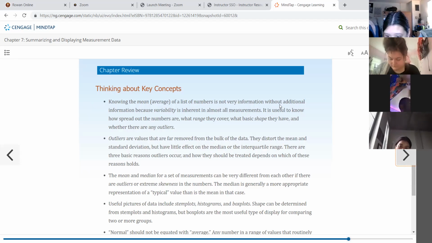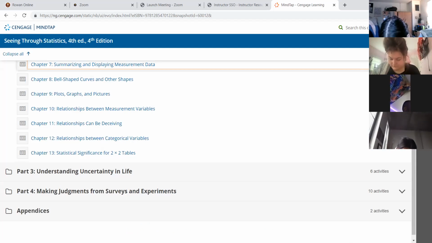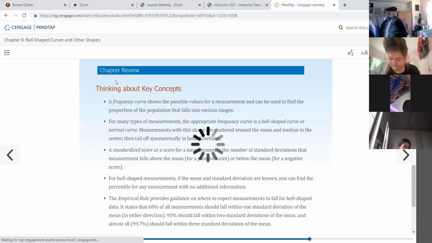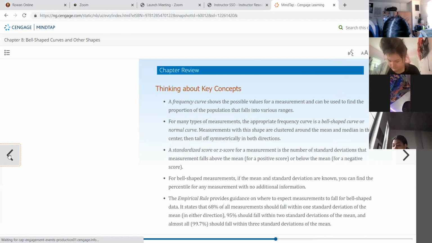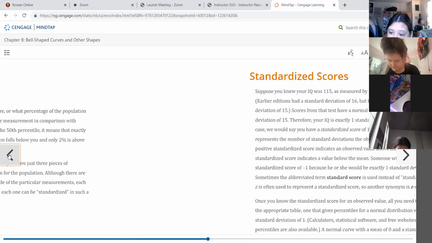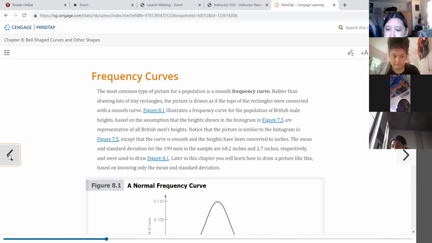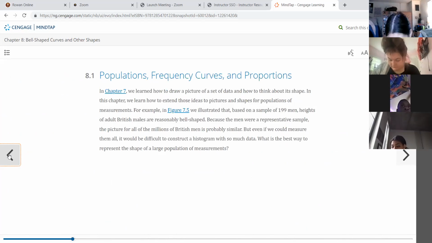All right, let's go back to, let's look at chapter 8 for a minute, see if there's any math in chapter 8. Okay, so for some reason it takes me right to the end of chapter 8 instead of to the beginning of it. Now, chapter 8 introduces you to a bell-shaped curve.